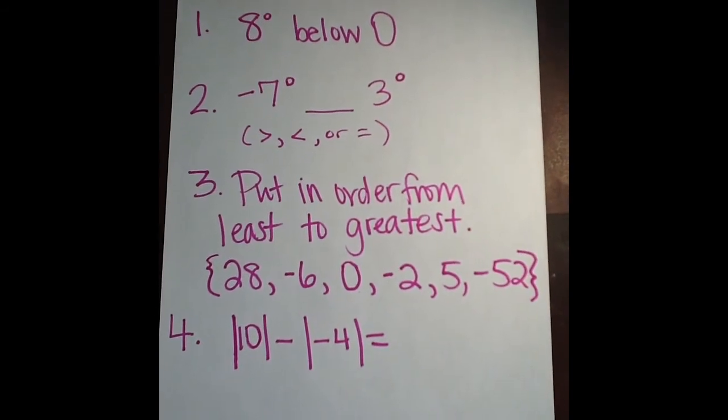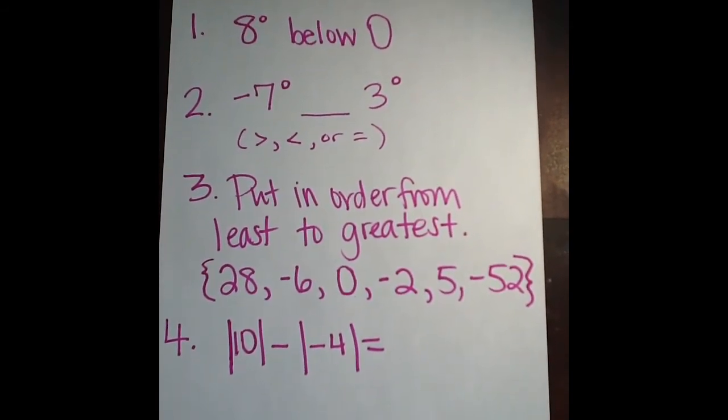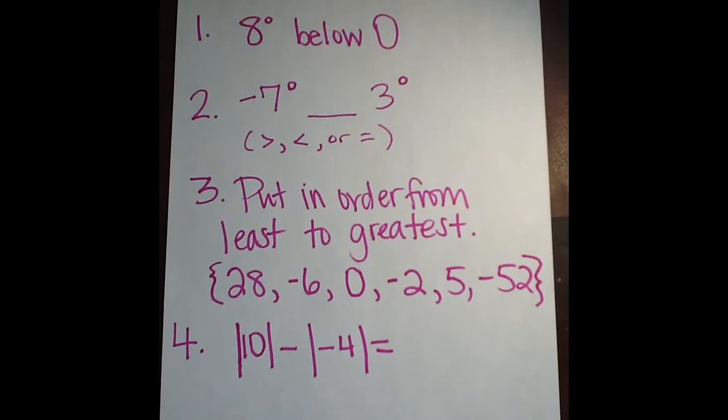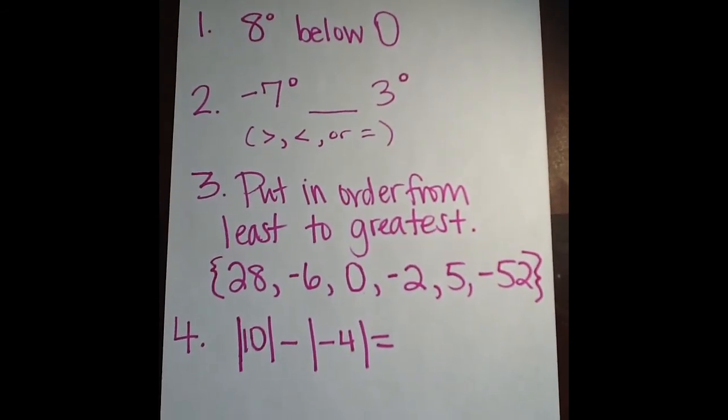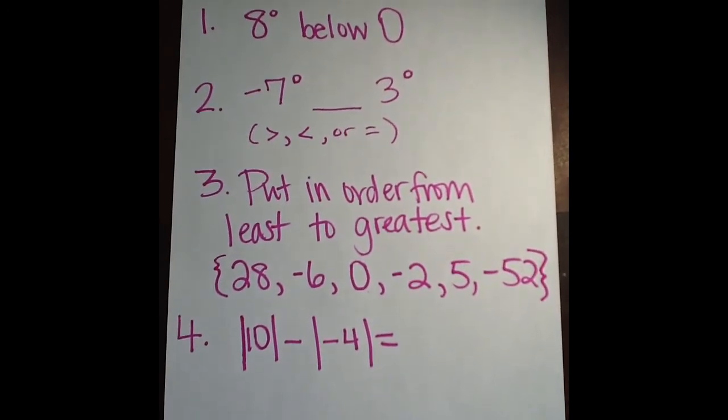And last one, number 4, you have the absolute value of 10 minus the absolute value of negative 4 equals. So go ahead and use the rules for absolute value to solve that problem. Good luck. We'll see what you get in class tomorrow.